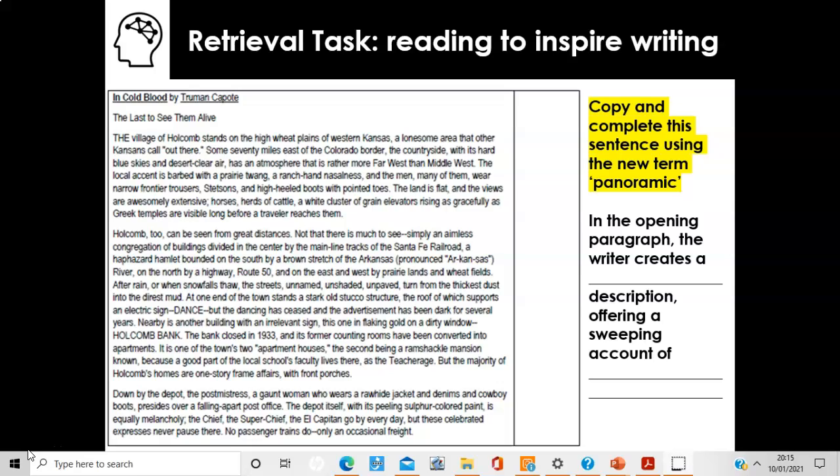So we've got, in the opening paragraph, the writer creates a panoramic description, offering a sweeping account of the landscape of Western Kansas, the prairie lands, the flat land. So there is variation that you could have brought to that final part of the sentence, but really we're zooming in to summarize there that first paragraph is all about a description, a sweeping account, panoramic description of the landscape. Brilliant. Okay, so what are we going to do next?